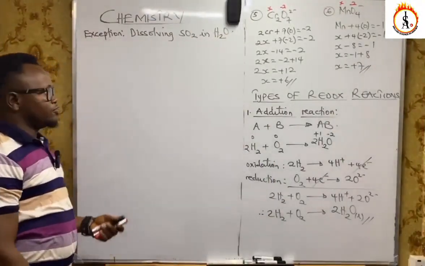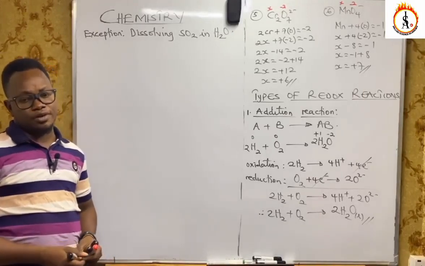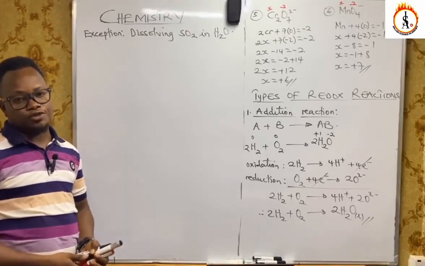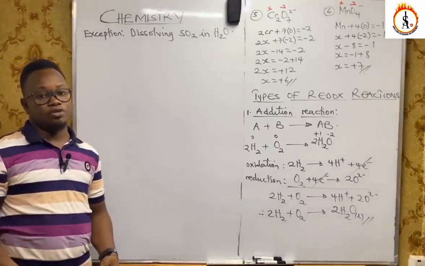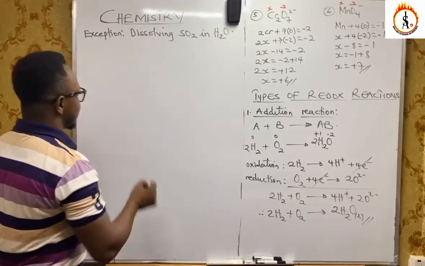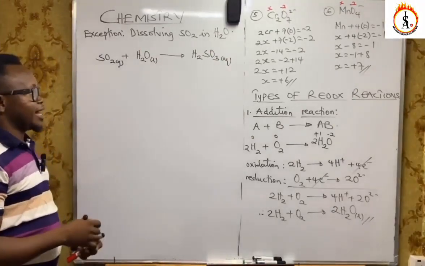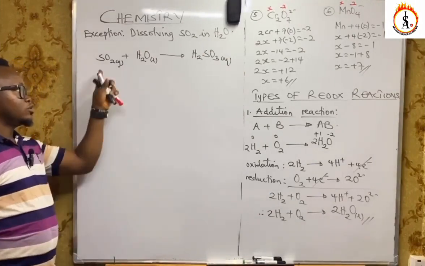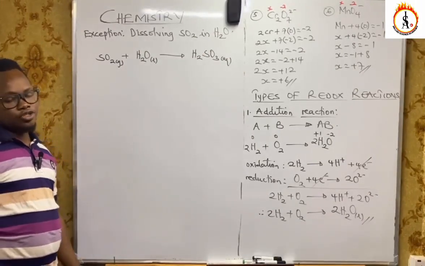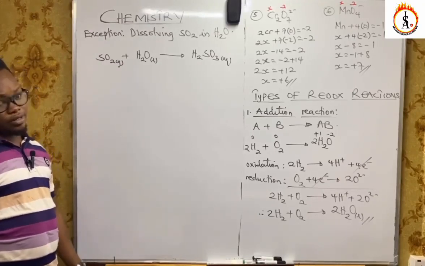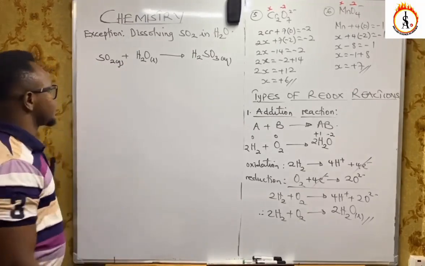If we dissolve sulfur 4 oxide gas in water, we are going to produce a very weak acid called sulfurous acid, which has a very low concentration of the sulfurous acid in the water. So this here is the example. Sulfur 4 oxide gas being dissolved in water to give us sulfurous acid. We call it the trioxosulfate 4.